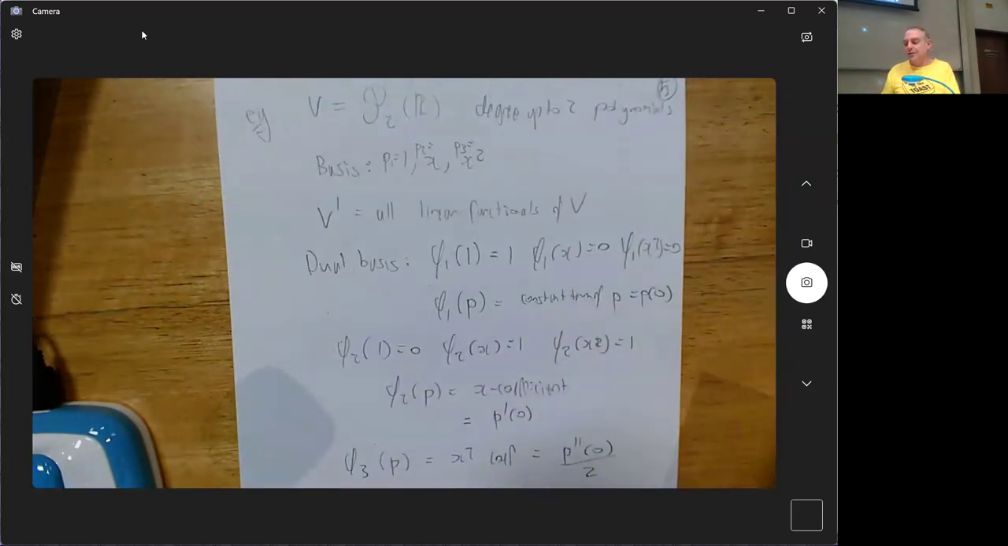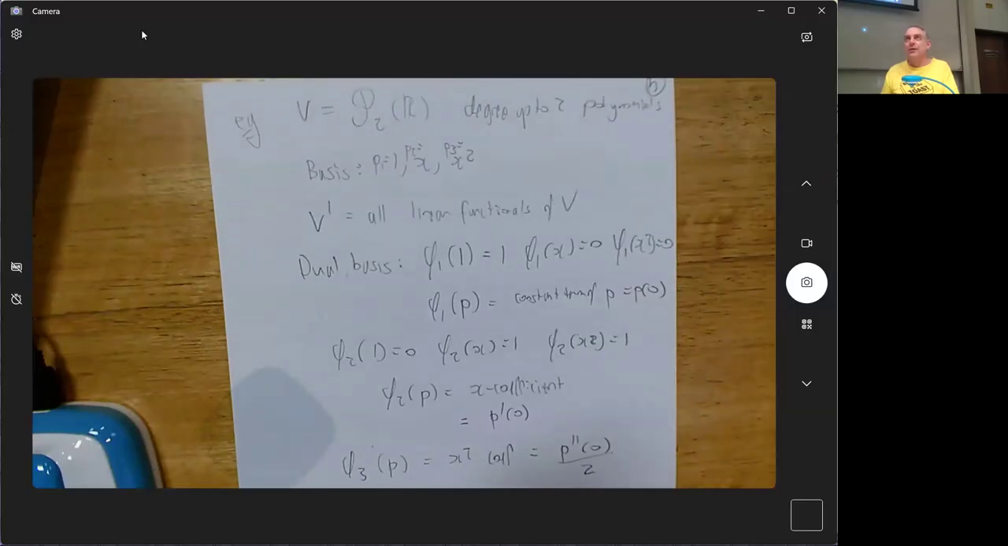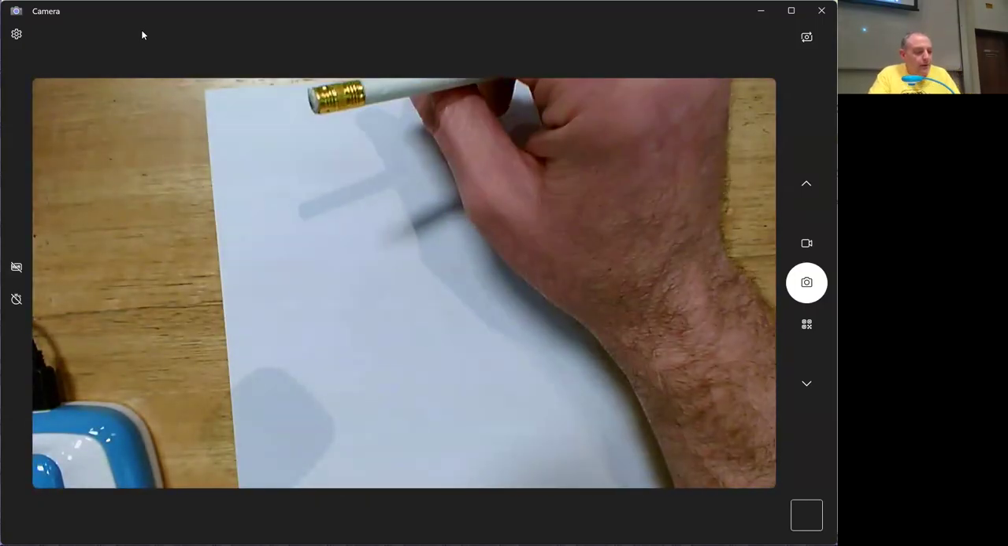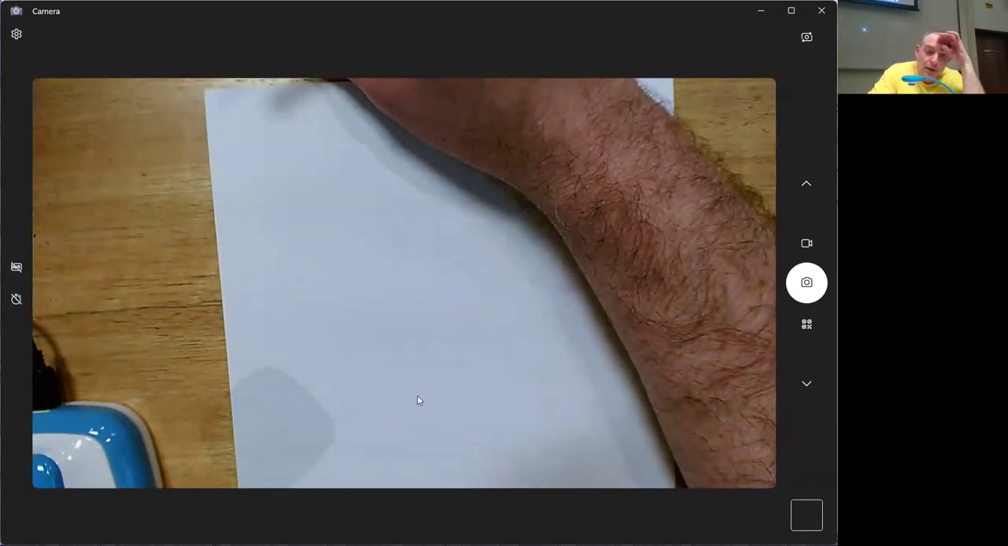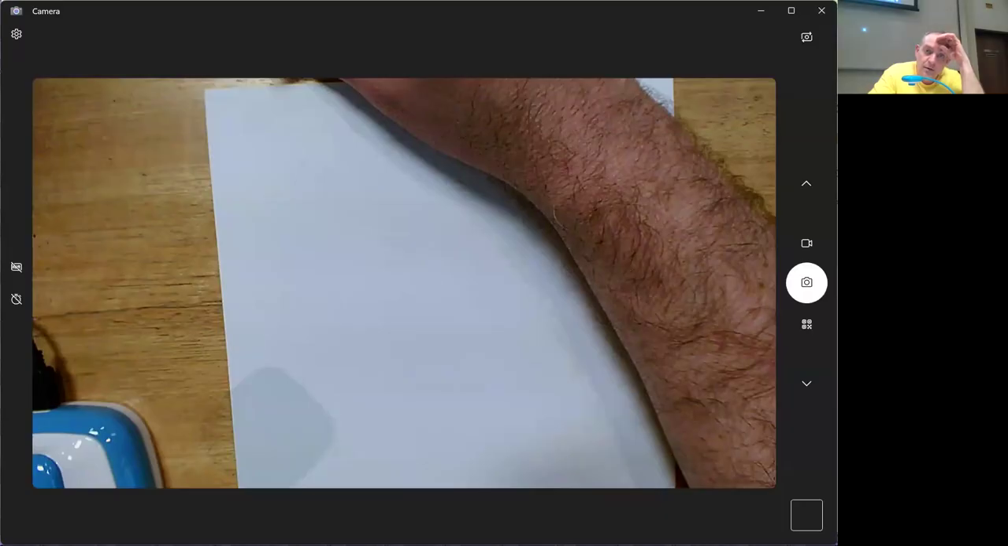Yeah, and one of the points of this course is that a lot of the things that you're familiar with from calculus are in fact linear algebra things. Okay, so that's good. I think we're good.